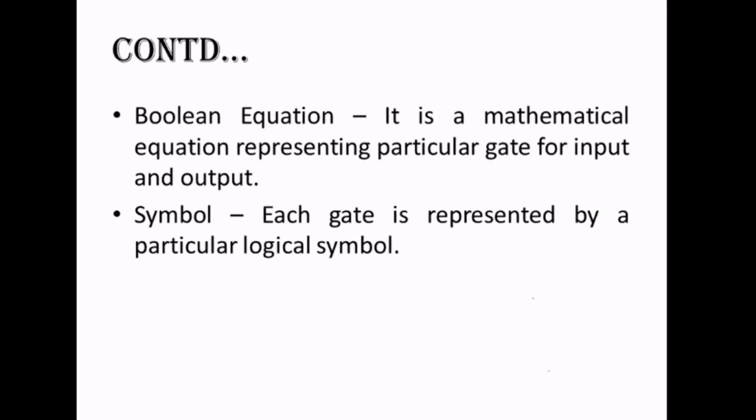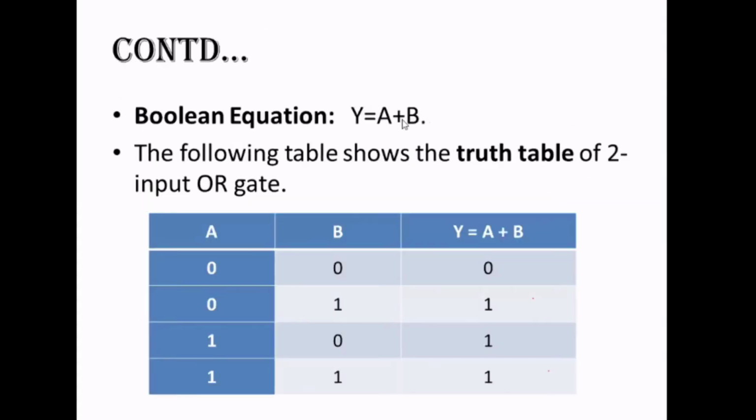For example, I had shown you the Boolean equation of the OR gate. This plus is the symbol for the OR gate. This A and B are the two inputs which are presented to your OR gate, and Y is the output. So this is a simple mathematical equation which will represent the relationship between the inputs and the output.